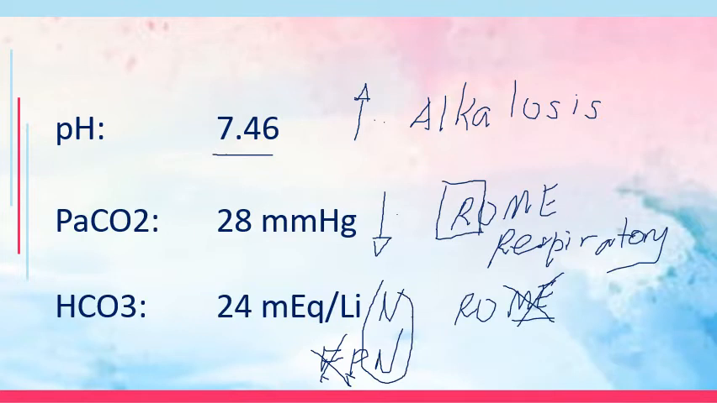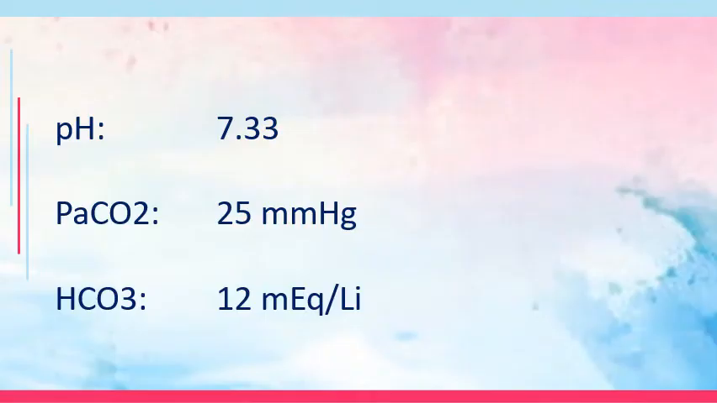If you will be asked to give the full interpretation of these ABG values, that will be respiratory alkalosis without compensation. Again, that will be respiratory alkalosis with no compensation. Let us proceed to the second example. Now, determine pH 7.33. Let's place the arrows. Is this up or down? In this case, this is decrease. Hence, the condition is acidosis.